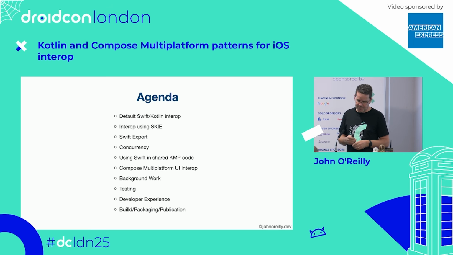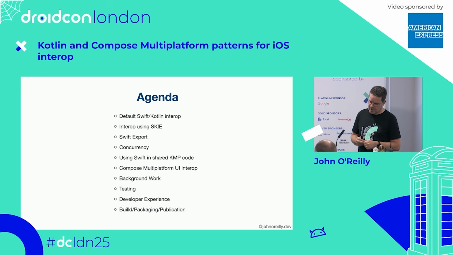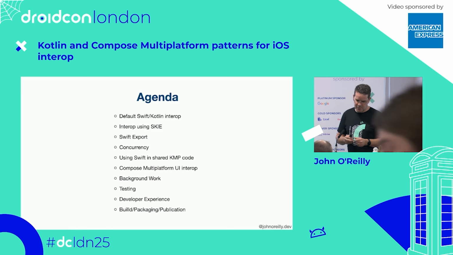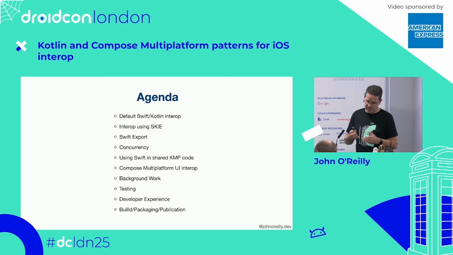Next up, concurrency. Again, we'll talk about the limited interop support we get by default, and then the third-party solutions we can use for this, including use of Swift and shared KMP code, which is something we often need to do. And we'll cover some examples of how to achieve that. Similarly then for Compose Multiplatform, showing, for example, how we can include use of Compose in SwiftUI and vice versa. We'll talk a little bit about background work on iOS, some of the KMP, CMP testing options available to us, and a few items related to developer experience. We'll finish up then with some info on build, packaging, and publication of KMP-based iOS apps.